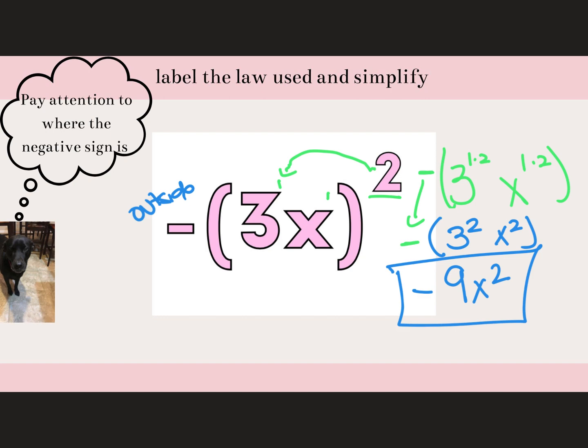Is it okay that our coefficient is negative? Yes, coefficients do not follow those same rules as exponents, so do not change the location of that coefficient. It is okay for our coefficients to remain negative. Those rules do not change, but we cannot have negative exponents.